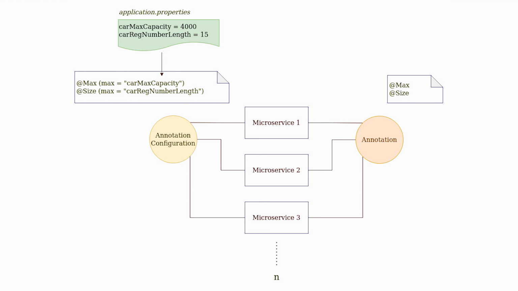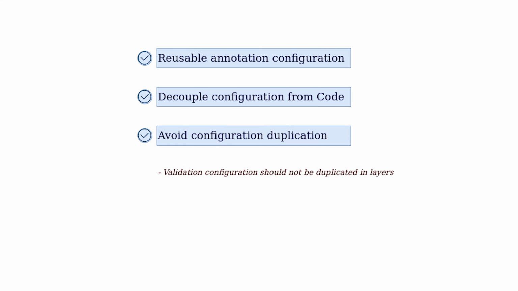However, there is a limitation in the standard validators to achieve this purpose, since the validation configurations are added at compile time and you cannot alter those values at runtime. So, to achieve this, we need to define validators with runtime retention, and let us talk more about those later in this video in detail. Avoid configuration duplication.